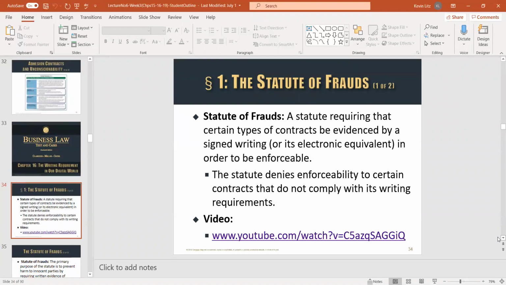Well, it depends. There's a thing called statute of frauds, and it basically shows that the law requires certain types of contracts to be in writing. Most do not have to be in writing. Please watch that video. It's on 34.